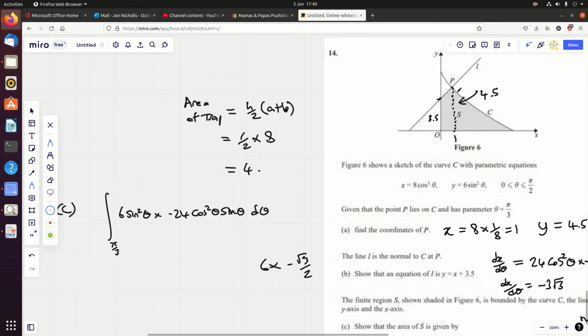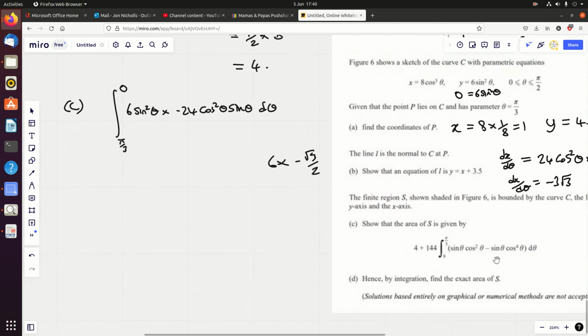And it's going to come down to a theta value here. Well, that's going to be where y is 0, and y is 0 when theta is 0, yeah? Because you've got 0 equals 6 sine squared theta, and therefore theta is 0 there, yeah? So that's what I'm going to actually be integrating. And they're asking me to show that it's the same as that.